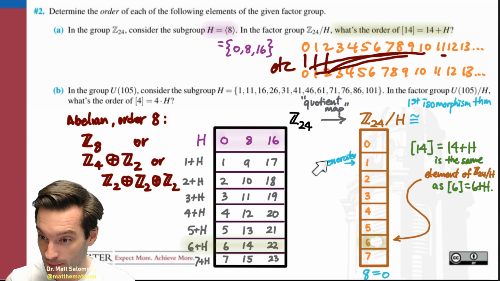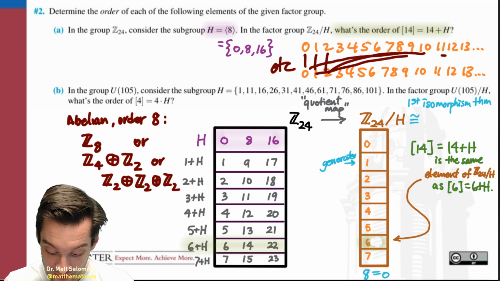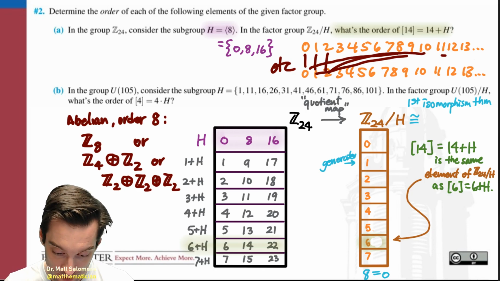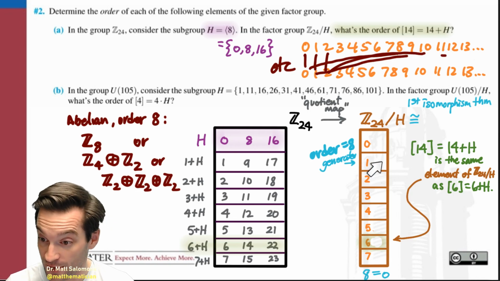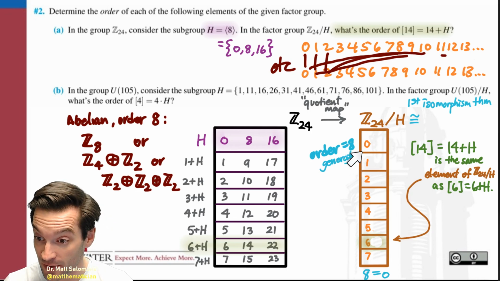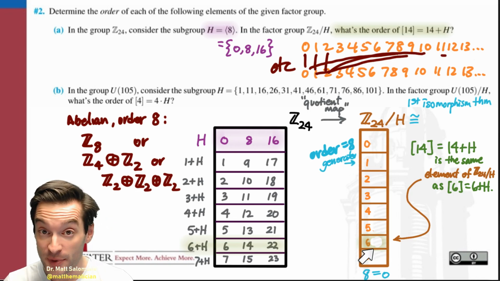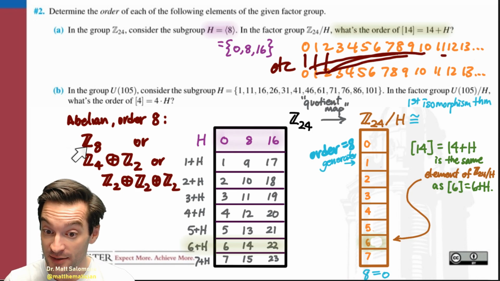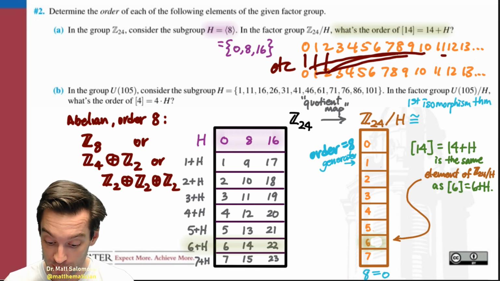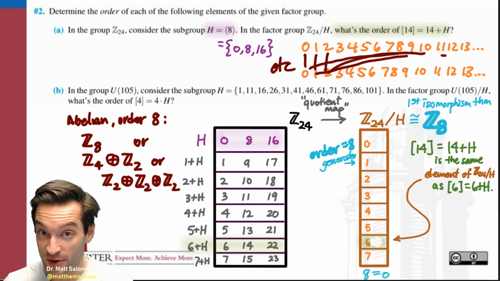So I know for sure that the order of 1 plus h in the factor group is going to be equal to 8. That's how I know that this element, 1 plus h in the factor group, is going to have order 8. But my group itself already only has order 8. And so I know for sure now that my group has got to be the cyclic group of order 8. In other words, this factor group is isomorphic to Z8.